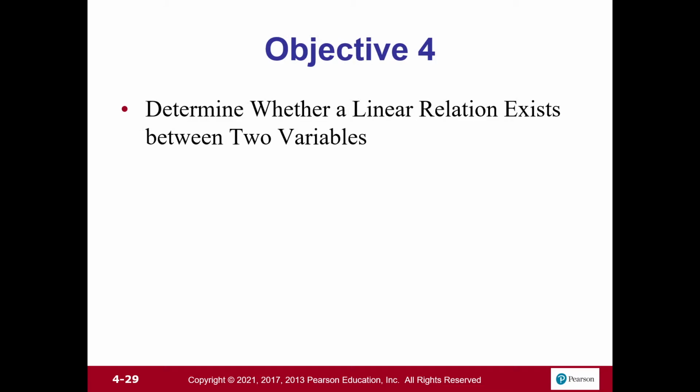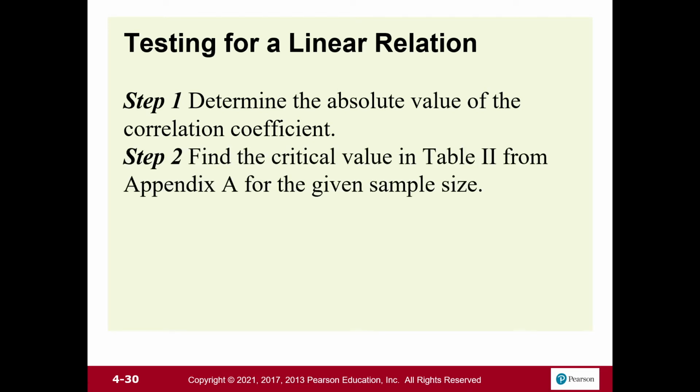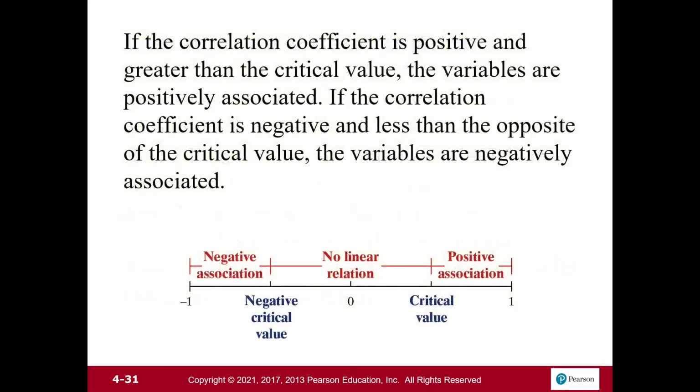Determine whether a linear relation exists between two variables. All right. So the first thing we need to do is determine the absolute value of the correlation coefficient, just to see the strength of it. Step 2, find the critical value in Table 2 from Appendix A for the given sample size. If the absolute value of the correlation coefficient is greater than the critical value, then a linear relation exists between the two variables. Otherwise, no linear relationship exists.